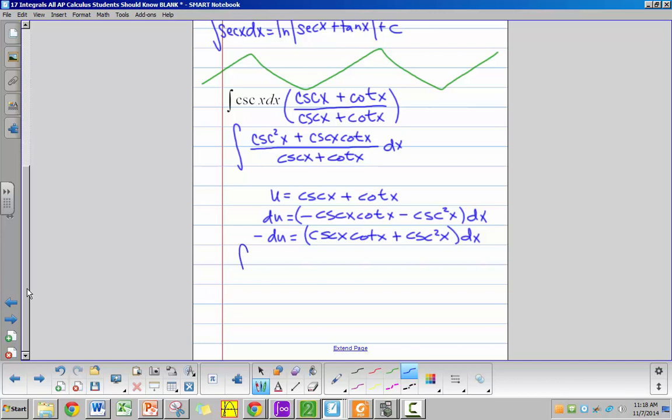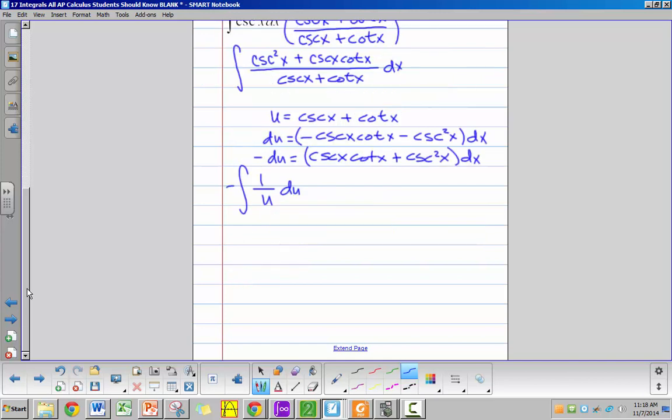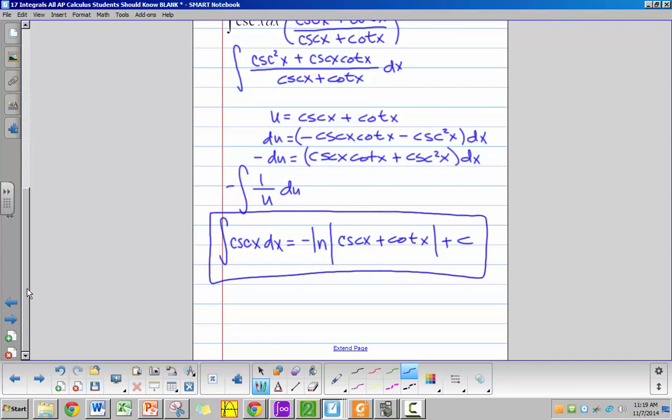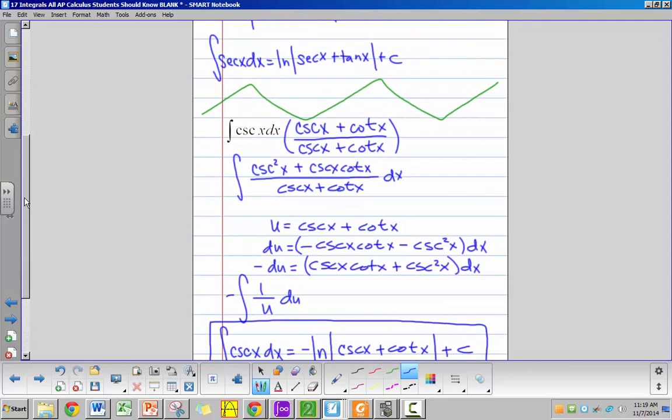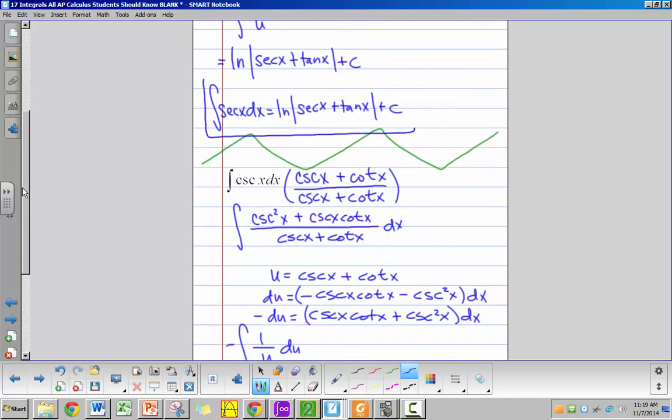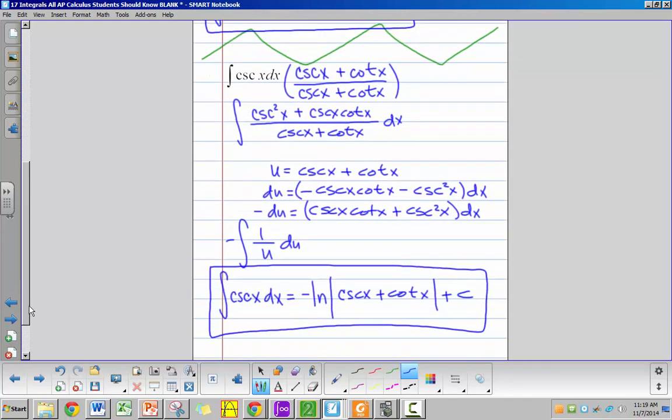Straight up substitution. So this will be the integral then of 1 over u, with the negative out here, du, which is the ln again. So we get the integral of cosecant x dx is equal to the negative natural log of the absolute value of cosecant x plus cotangent x, because that was my original u. So those two are kind of tricky because you have to know the factor of 1 that you're multiplying by. But once you have those memorized, it's no big deal to integrate those.